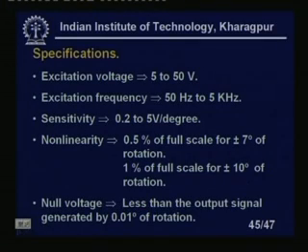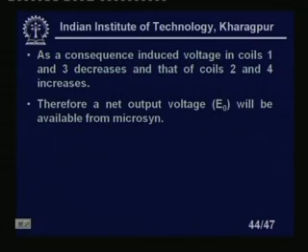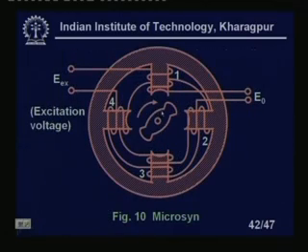Now the null voltage. Though I am saying that voltage 1 and 3 will exactly cancel. In the microsyn there is a soft iron core, no winding, nothing on the core. So the reluctance between this and this, and the reluctance between this and this, will aid each other, and the other pair will also aid each other, but they will oppose. So it will be exactly the same, and I will get a 0 output voltage, clear.